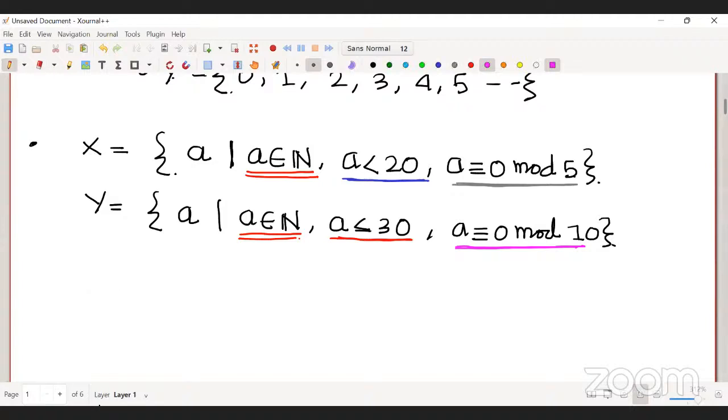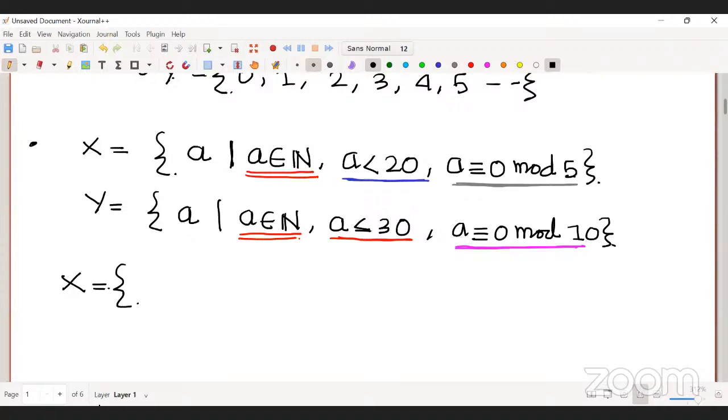So my first question is, what is X? 5, 10, 15. What about 0? 0, 5, 10, 15, and 20. Correct. So what we have to take in X is all the elements which are less than 20 and as well divisible by 5. That is precisely the definition of X.